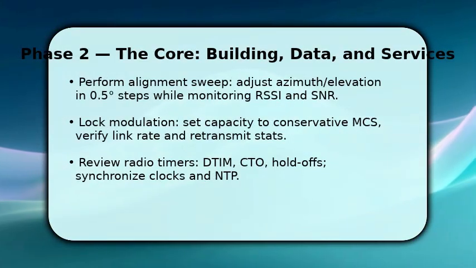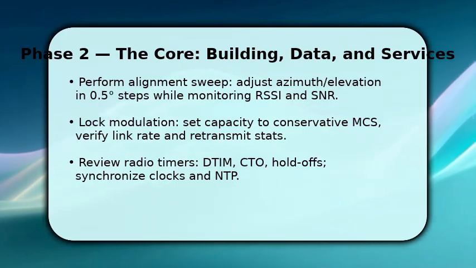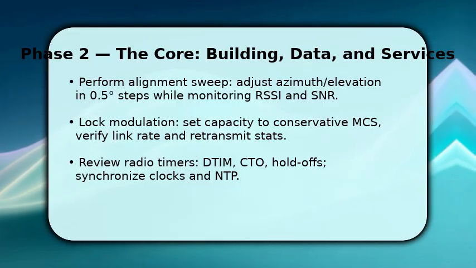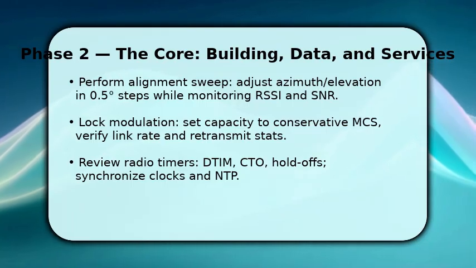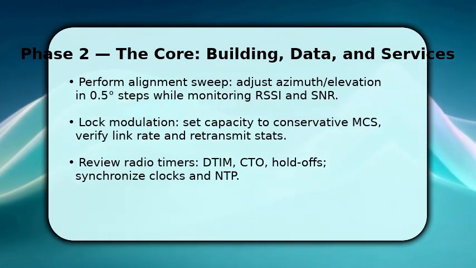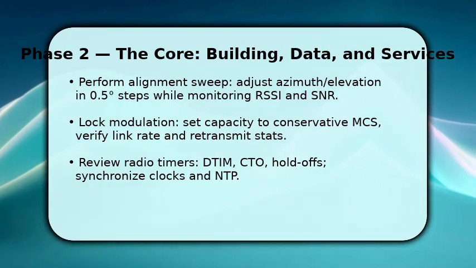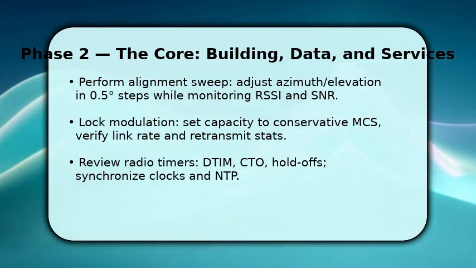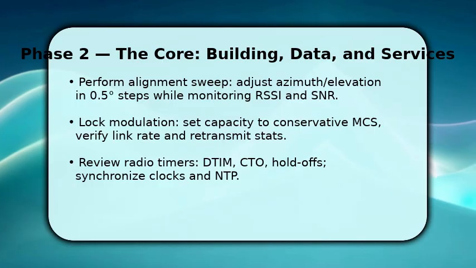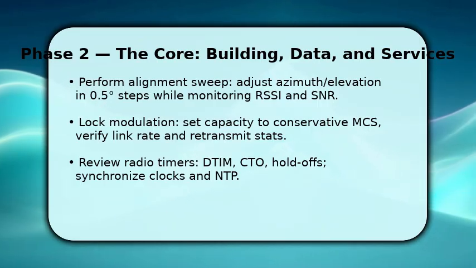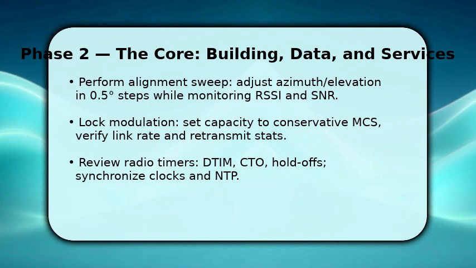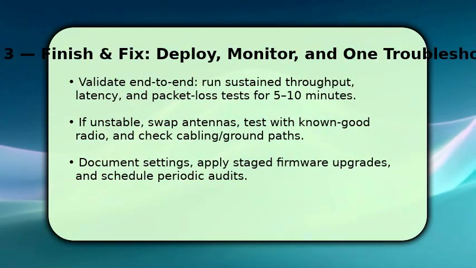Once basic checks are complete, you perform the alignment and tuning that actually make links converge. Use a fine sweep. Move azimuth and elevation in 0.5 degrees increments while watching RSSI and SNR because small moves change throughput. Then lock modulation to a conservative MCS to stabilize the link, and monitor retransmits and link rate. That explains why it falls back or flaps. Also align timing. Set identical radio timers and enable NTP to avoid packet jitter and control plane timeouts that break convergence.